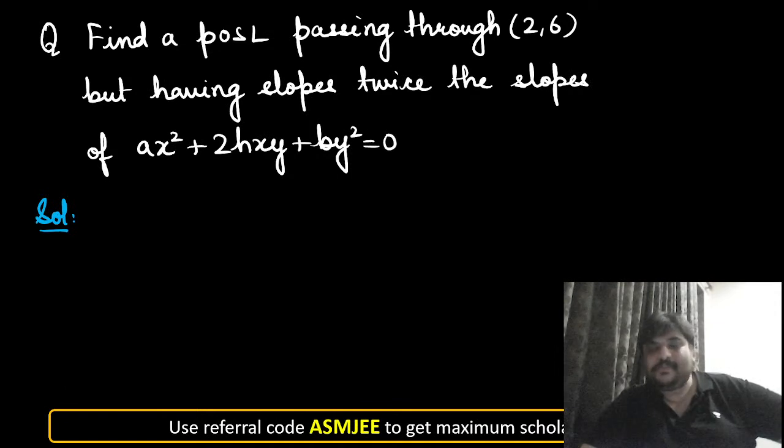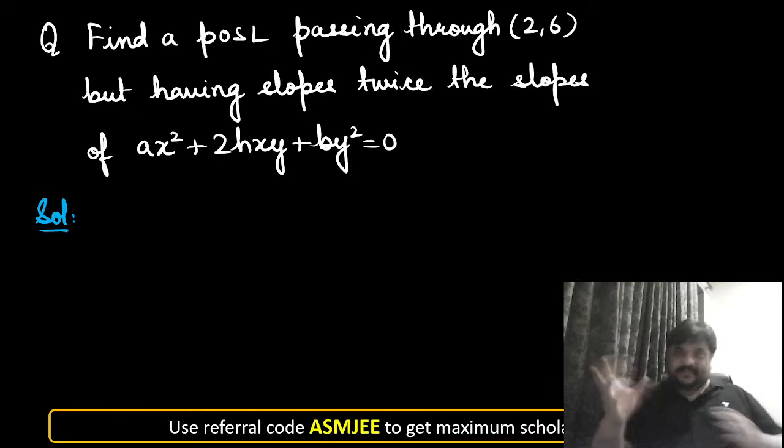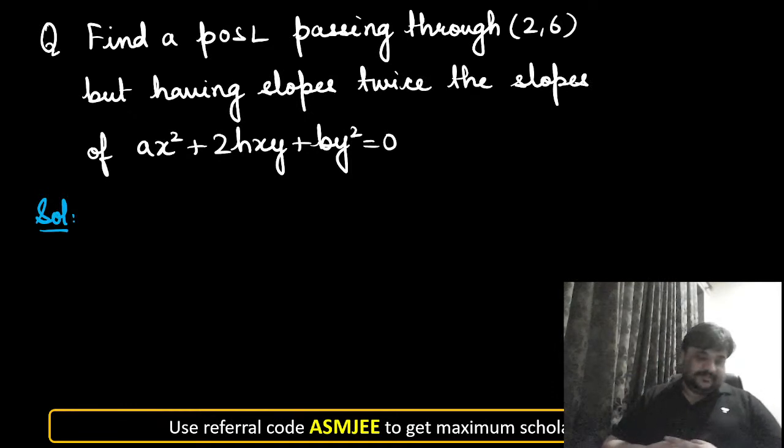Now what to do? This time the slopes are not the same as the original. Slopes have become double. What to do?